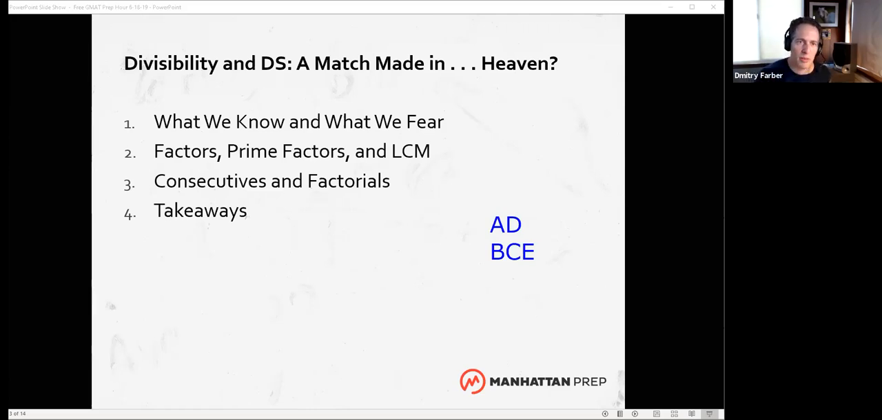Okay, so I want to talk about a couple elements that we're going to deal with on a lot of the divisibility questions. And a lot of it comes down to dealing with factors and prime factors.